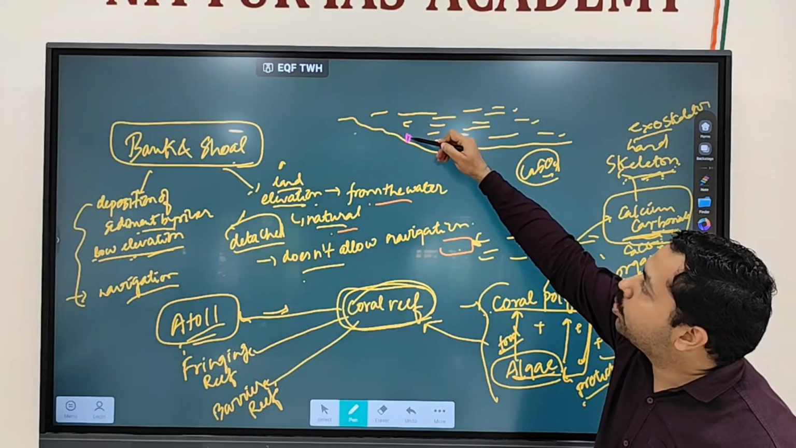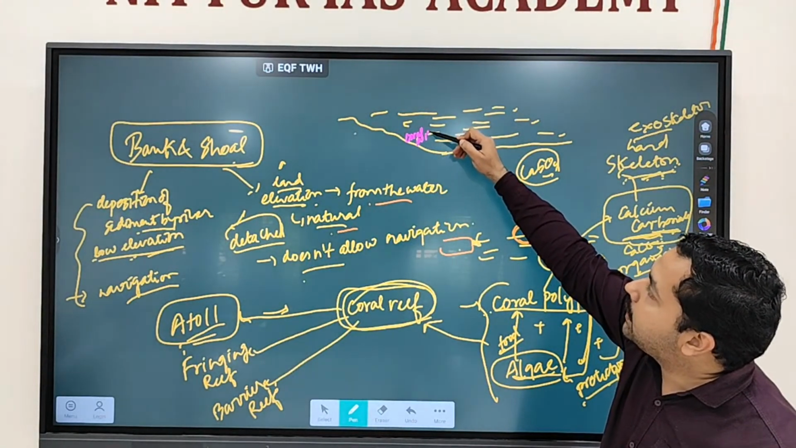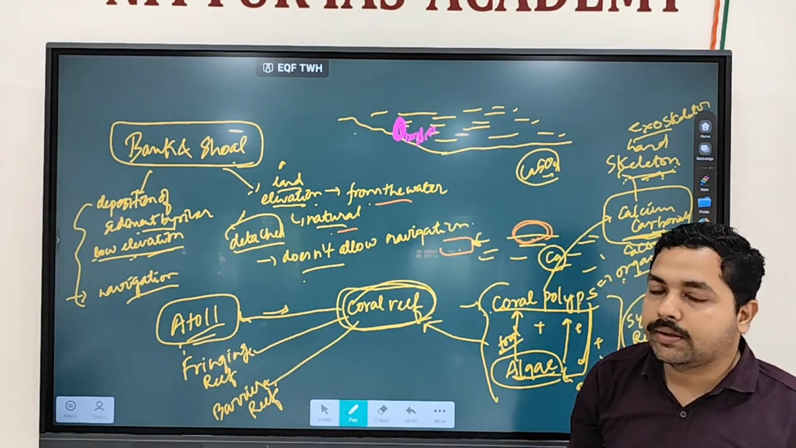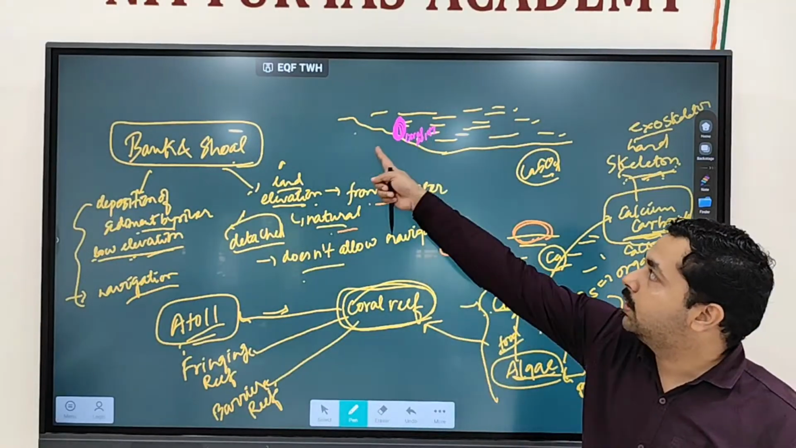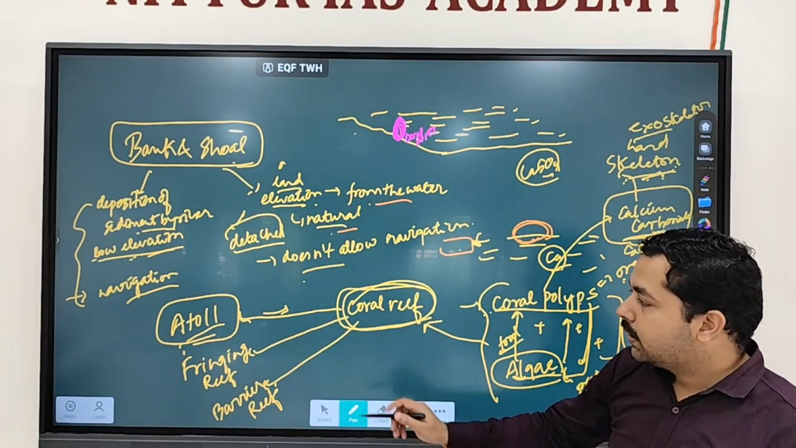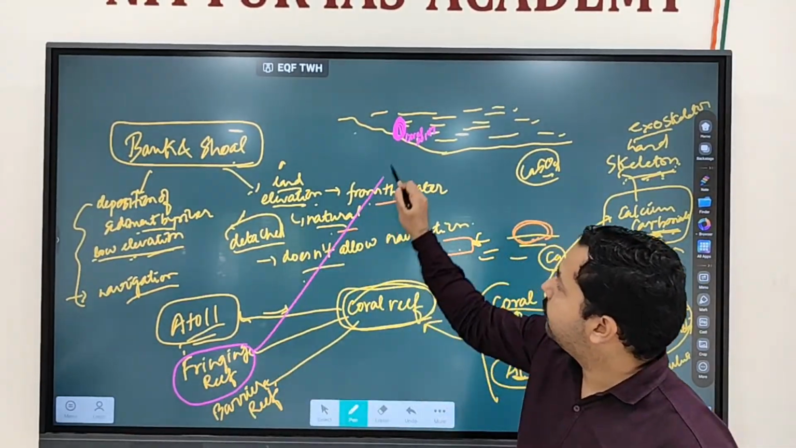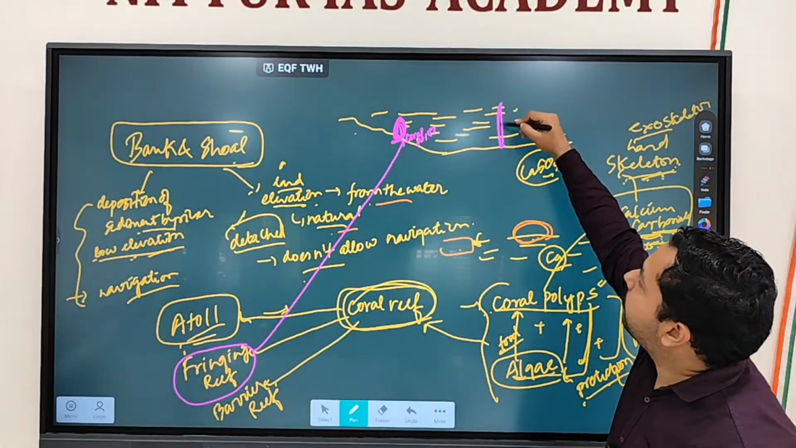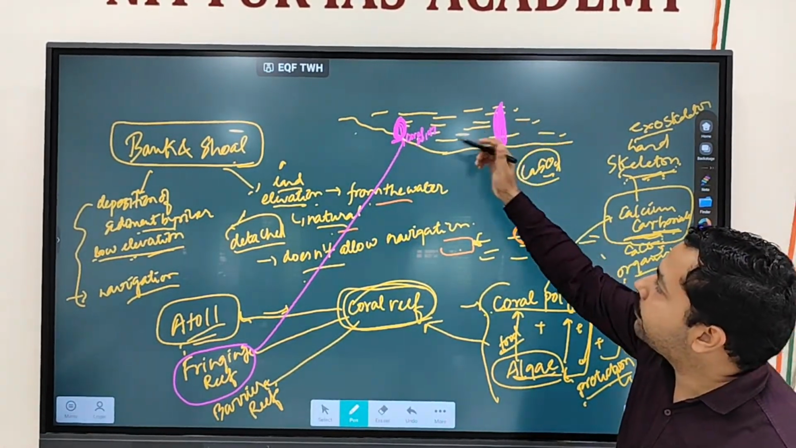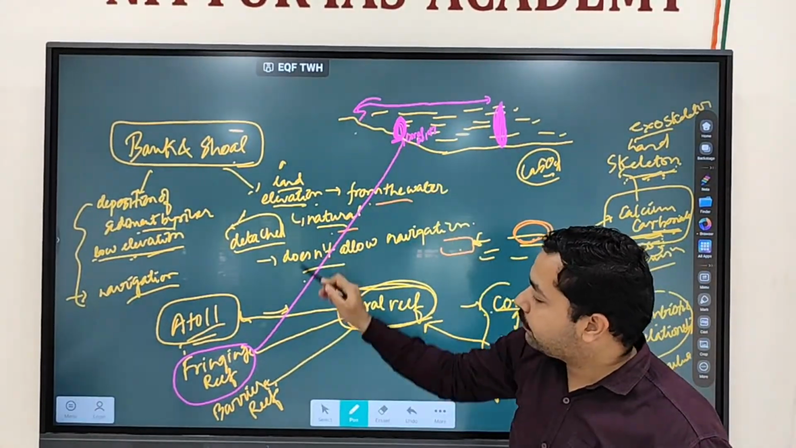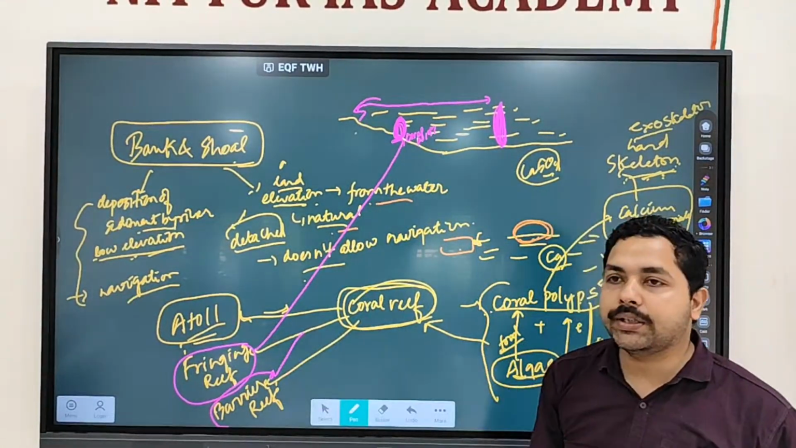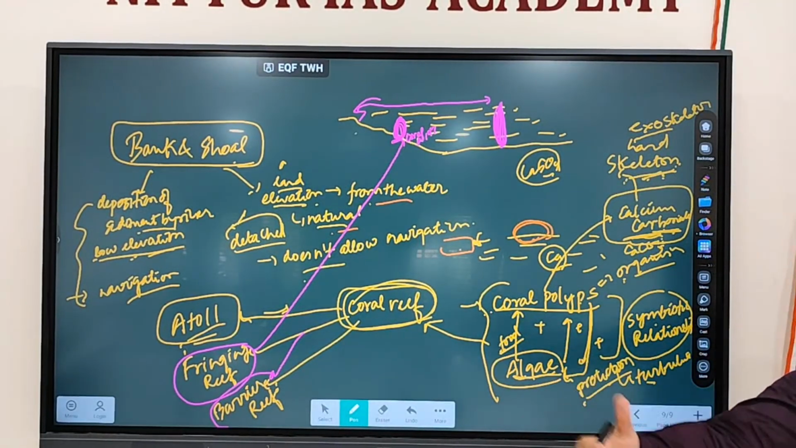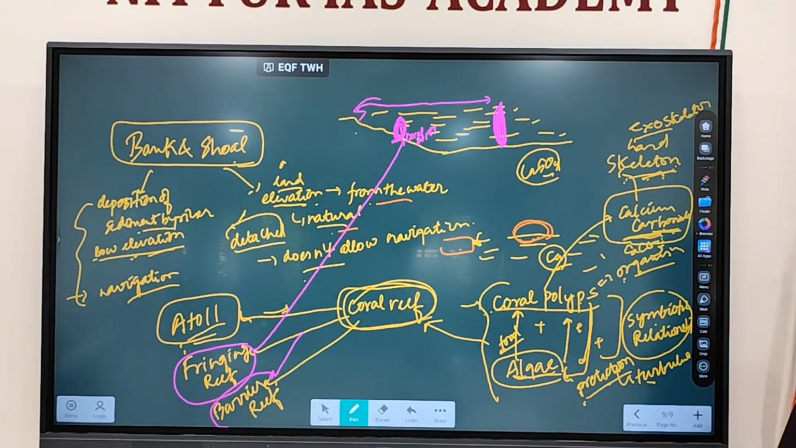Clear? So when coral polyps and algae have an association and the hard skeleton is built near to what? Near to the coast. Then this type of reef is referred to as a fringing reef. When they build this hard skeleton away from the coast, then it is referred to as which type of reef? Barrier reef. There is a barrier between the coast and the hard skeleton. Then this is called a barrier reef.